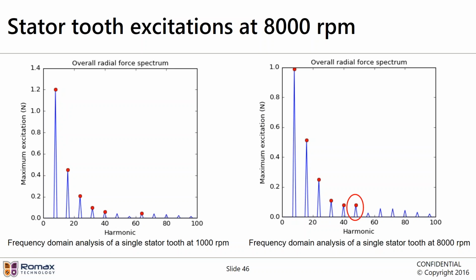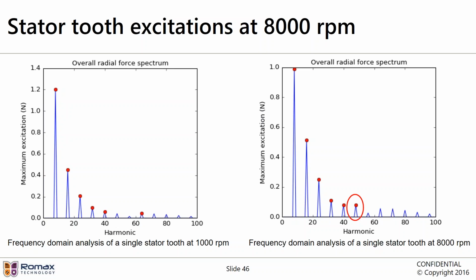If we go to the higher speed, so if you look at the 8,000 RPM condition and we look at the stator teeth, the 48th harmonic has now become dominant, and the reason for this is at 8,000 RPM the machine is now in the field weakening region, and that increases the excitation for the 48th harmonic, causing this issue.